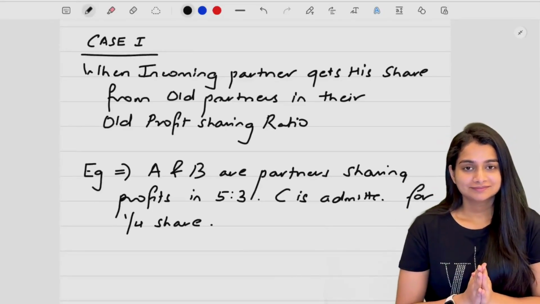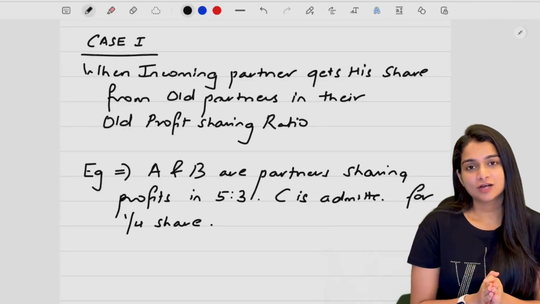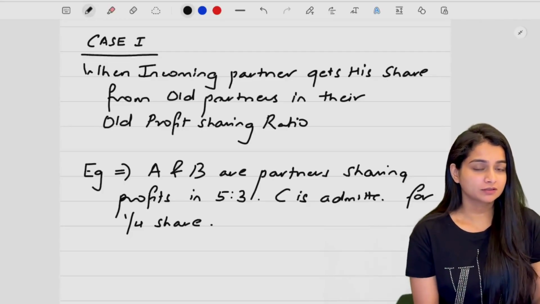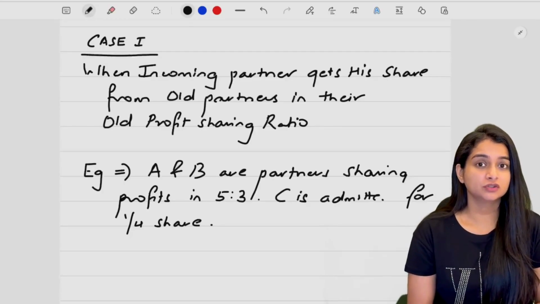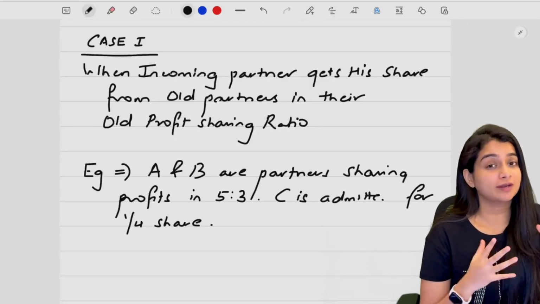Hello everyone. Hi, I'm CA Rishika and I have come up with another topic for class 12, that is new PSR calculation in case of admission.